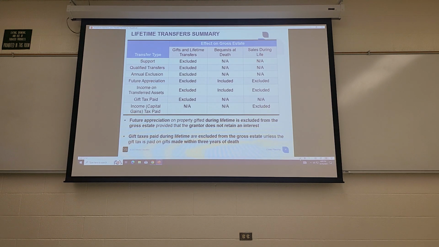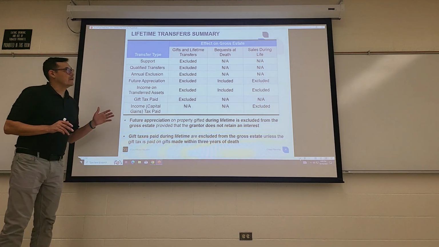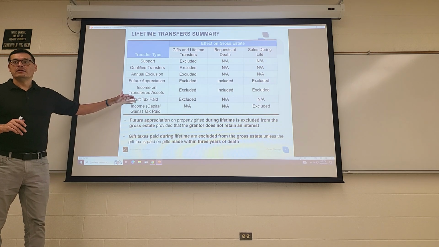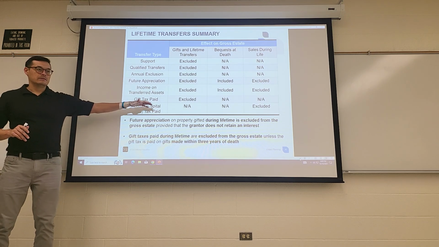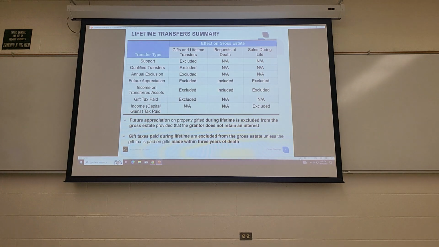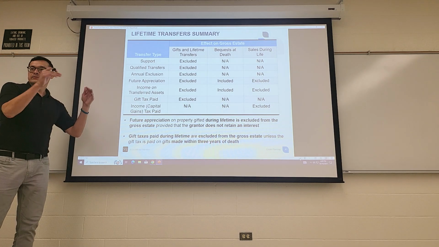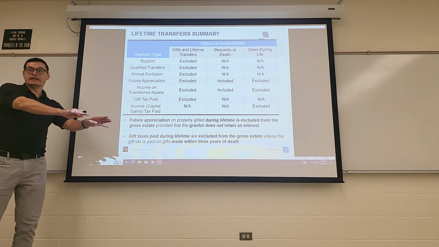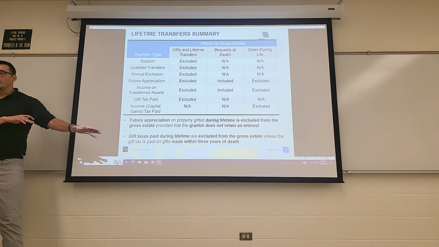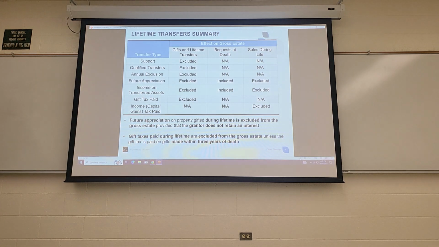So keep that in mind. All right, this is a little bit confusing, but this graph talks about how all of these affect the gross estate. Any kind of support is excluded from my gross estate. What that means is the money I spend on other people reduces my gross estate. And that's fine. I'm spending money, I'm allowed to do that. The IRS can't say you can't spend money.